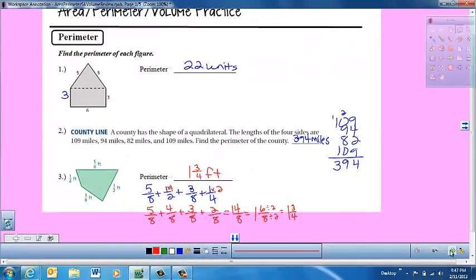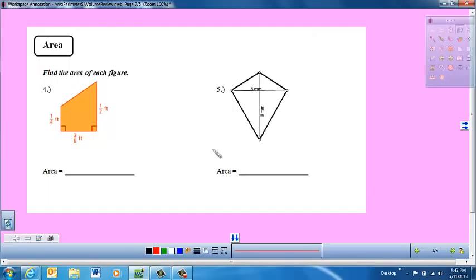Okay, let's go on to area. Find the area of each figure. So this is a trapezoid. If you see, you've got 2 opposite sides that are parallel. And then here is the height of the trapezoid. So the trapezoid is sitting on its side.